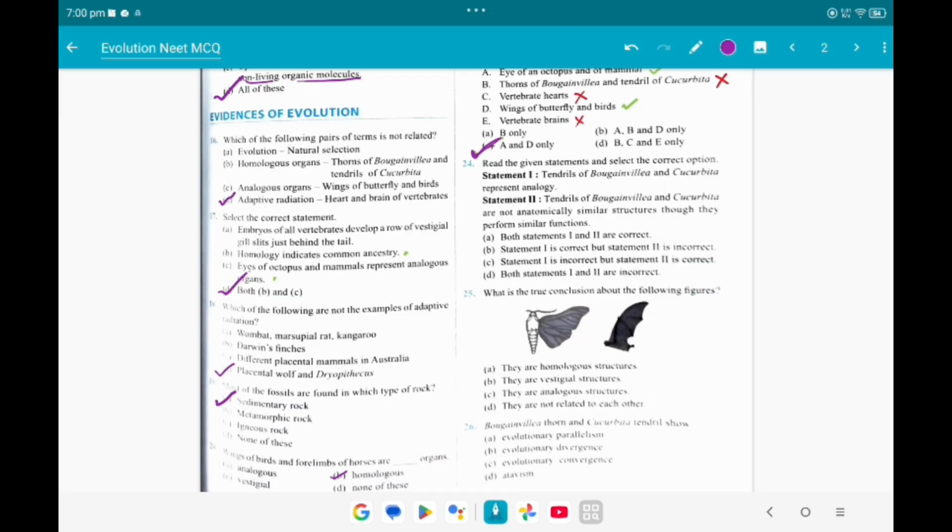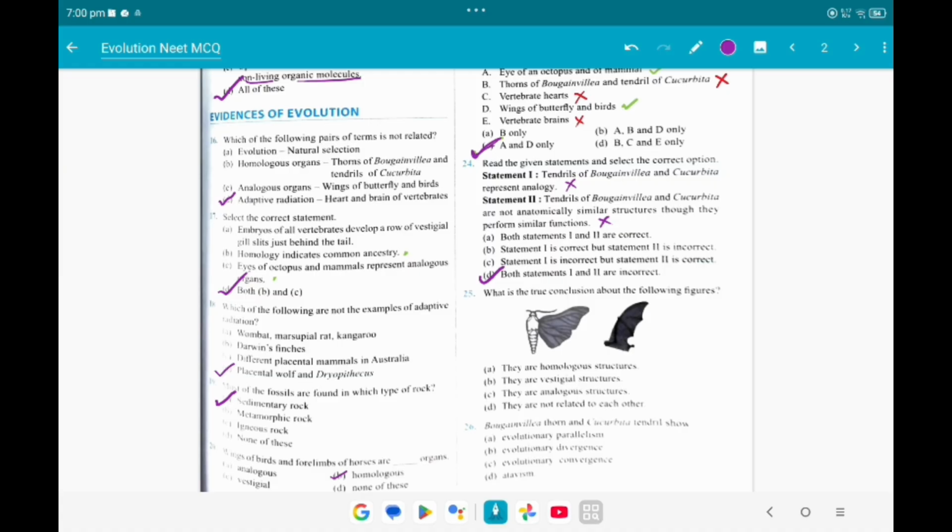Tendrils of bougainvillea and cucurbita represent analogy. Wrong. Tendrils of bougainvillea and cucurbita are not anatomically similar structures, though they perform similar functions. Again, wrong. Both of the statements are wrong. Tendrils of bougainvillea and cucurbita represent homology. They're anatomically similar and they perform different functions. So both statements are completely opposite of the true statement. So both 1 and 2 are incorrect.